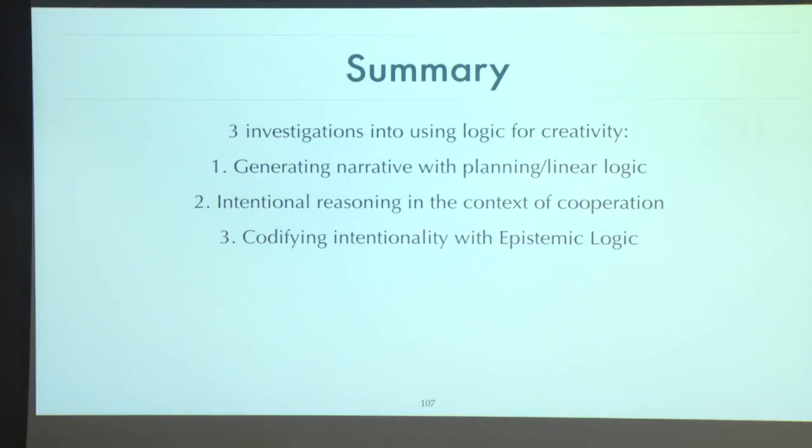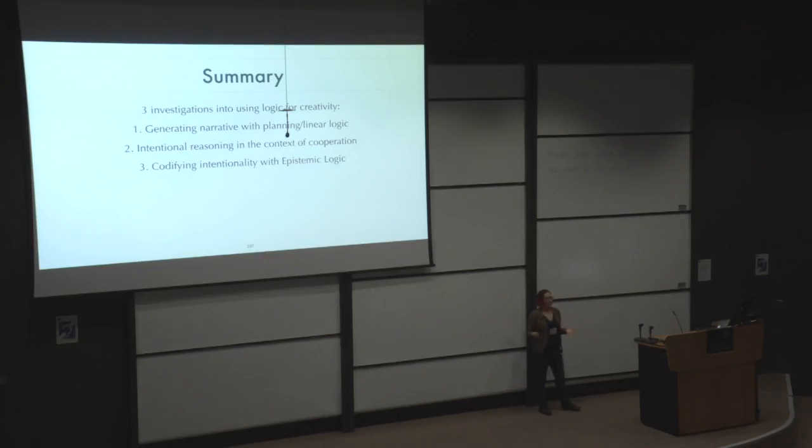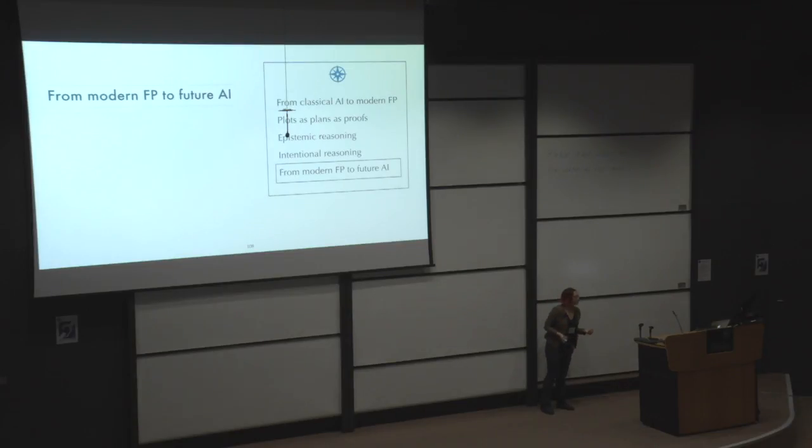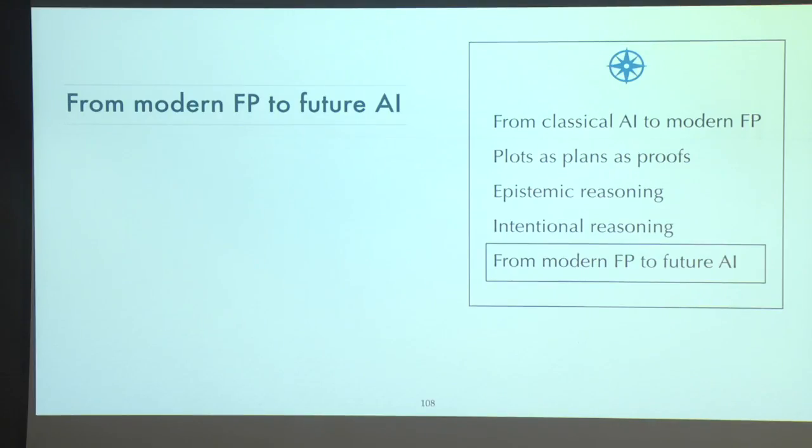Okay, so that's most of my own personal work that I wanted to tell you about, these 3 investigations into using logic for games and storytelling: generating narrative with planning and linear logic, intentional reasoning in cooperative games, and codifying intentionality with epistemic logic. So to conclude, I wanted to call back to some of the points that I mentioned in the beginning on functional programming and AI, and talk about how we might be able to continue to explore and enable richer applications.